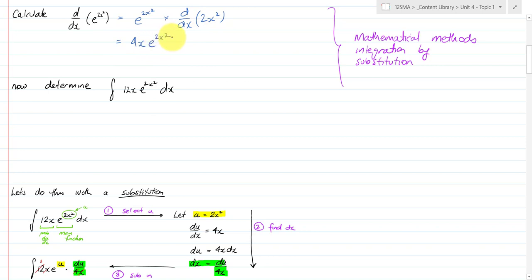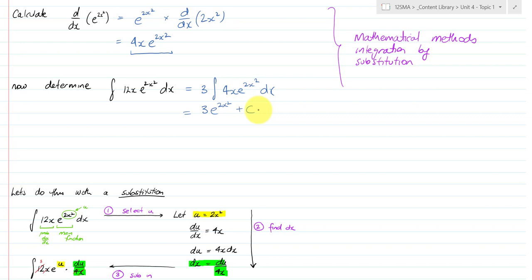So the next question is integrate 12x e to the 2x squared. When I do this integration, I'm actually going to separate this up, and that will give me 3 times the integral of 4x e to the 2x squared dx, which of course is 3 times e to the 2x squared plus c. So that's fairly easy, and that's what the Mathematical Methods style questions look like. You're given something to differentiate and then asked to integrate something that links with the derivative you originally did.